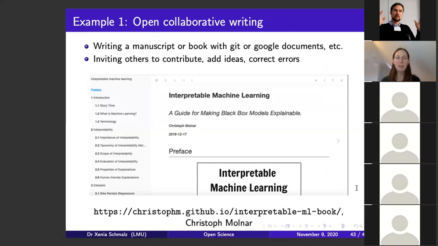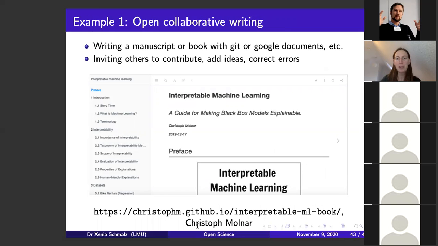So I've got a couple of examples of open science projects, which I think also some of them will go in the direction of the things that you wrote in the Etherpad. The first is an open collaborative writing project.